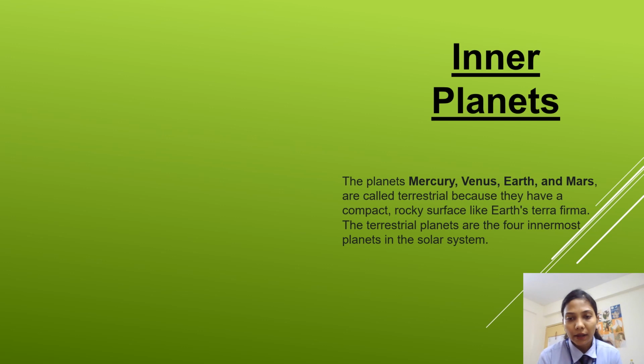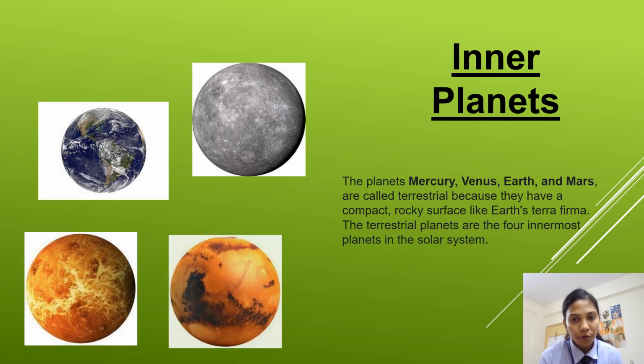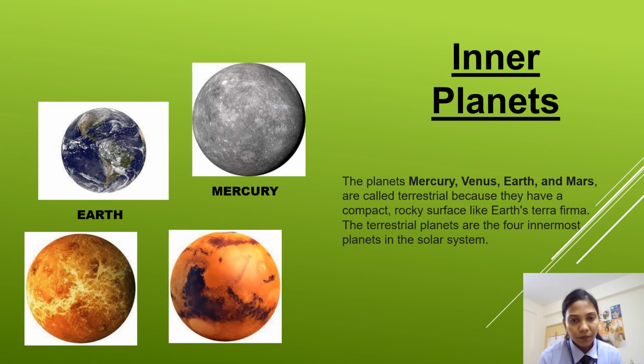So in the next slide, we understand what the solar system and the 8 planets are. So now we understand what the inner planets and the outer planets are. First we understand the inner planets. The inner planets are Mercury, Venus, Earth and Mars. These are all called terrestrial planets because they are made up of rocks. So they have a rocky surface like Earth, and these are the innermost planets in our solar system. As you see, this is a picture of the 4 inner planets: Earth, Mercury, Venus and Mars.